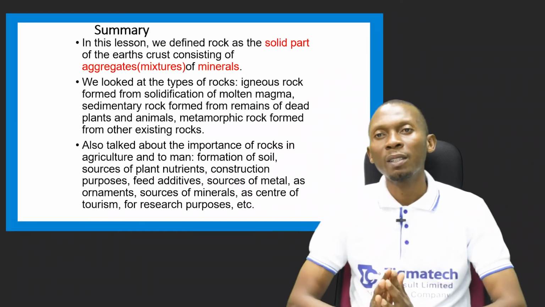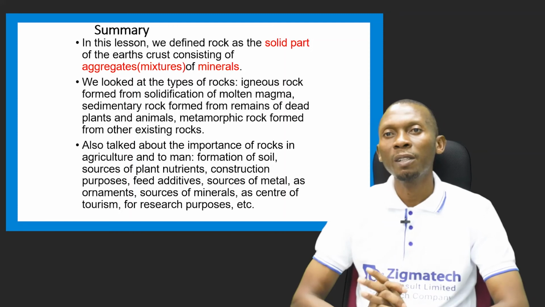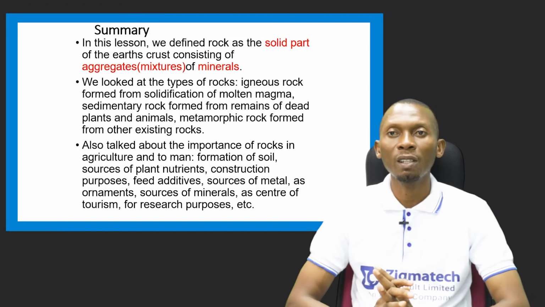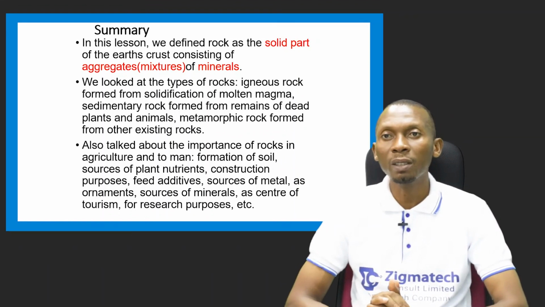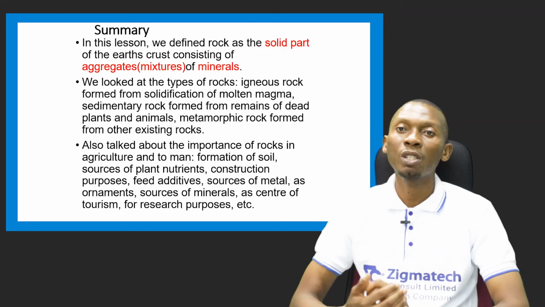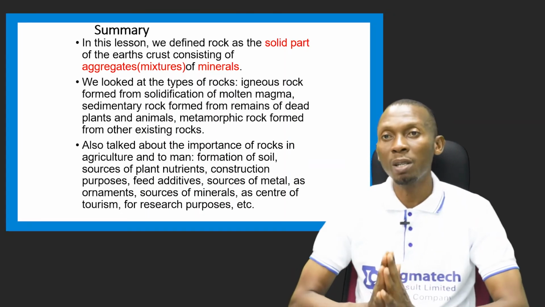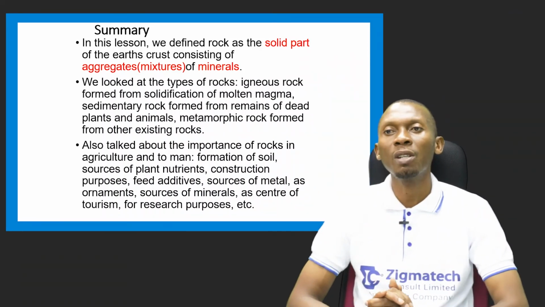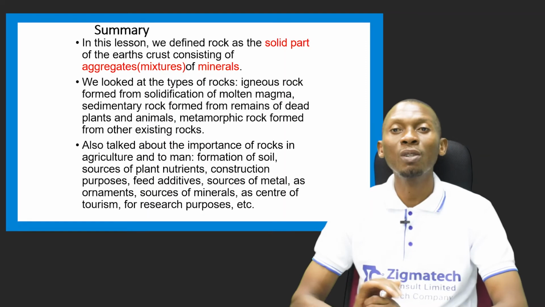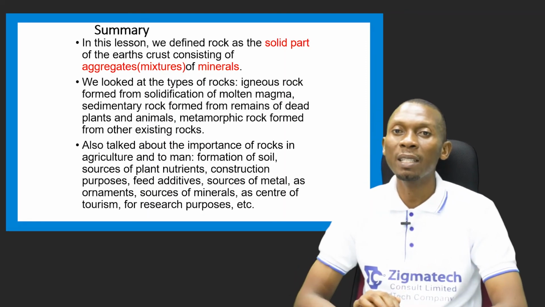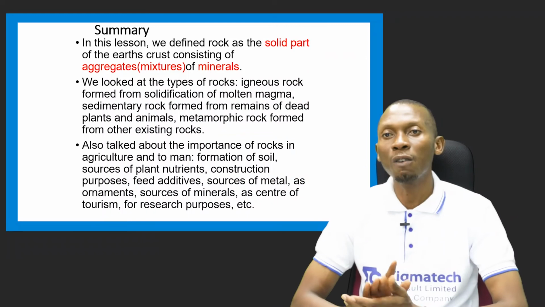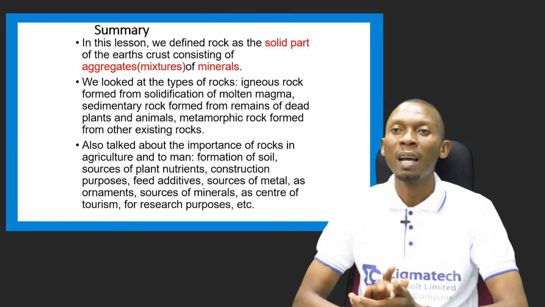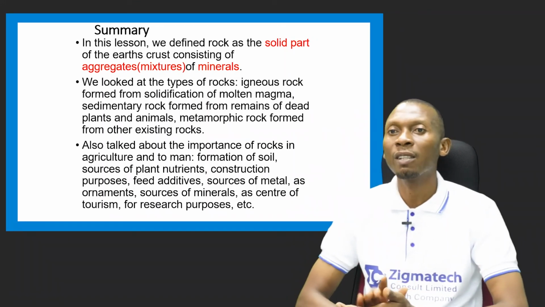So far, we've learned quite a lot today. Let's just take a look at what we've learned so far. We defined rock as a solid part of the Earth's crust consisting of aggregates or mixtures of minerals, and we looked at the three main types of rocks. Igneous rocks are formed from the solidification of molten magma. Sedimentary rock is formed from the remains of dead plants and animals, which are called fossils. Metamorphic rocks are formed from pre-existing rocks, and these metamorphic rocks are called changed rocks.